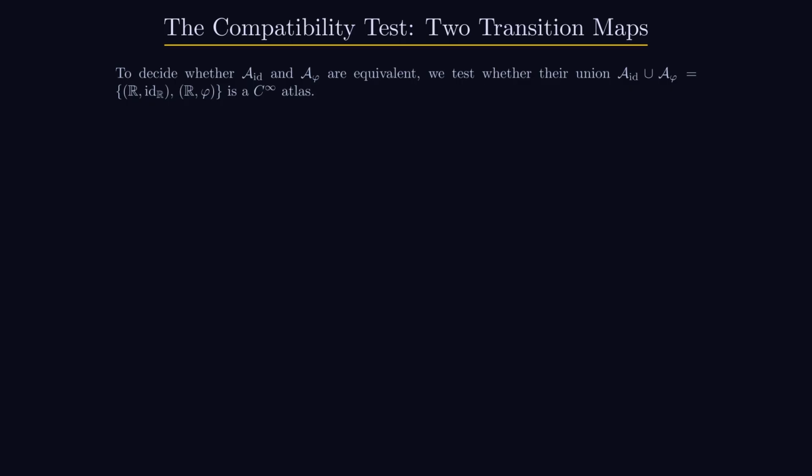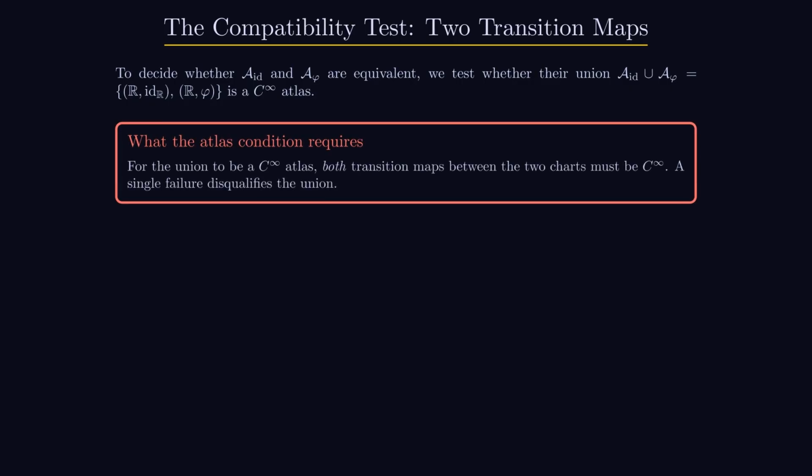To test whether the two atlases A ID and A phi are equivalent, we check whether their union is itself a C infinity atlas. This union is the two-chart atlas containing both the identity chart and the phi chart. For the union to be a C infinity atlas, every transition map between the two charts must be C infinity. There are two non-trivial transition maps to examine, one in each direction. A single failure is sufficient to conclude that the union is not a C infinity atlas.